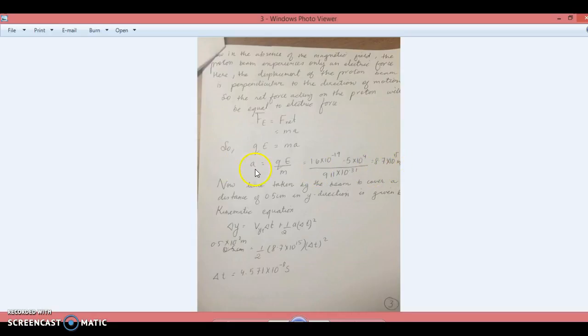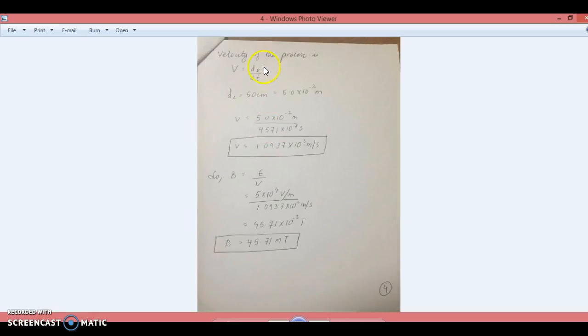Now, plugging this acceleration into kinematic equations, we know the proton was in the middle of the electrodes, so it had a displacement of 0.5 × 10⁻² meters in the y direction. Initial velocity was 0. We just calculated the acceleration, and then we can calculate the time taken for that proton to cross the electrodes. Now in the x direction, we know velocity is change in distance over change in time. We just calculated the change in time, and the change in distance was 5 × 10⁻² meters.